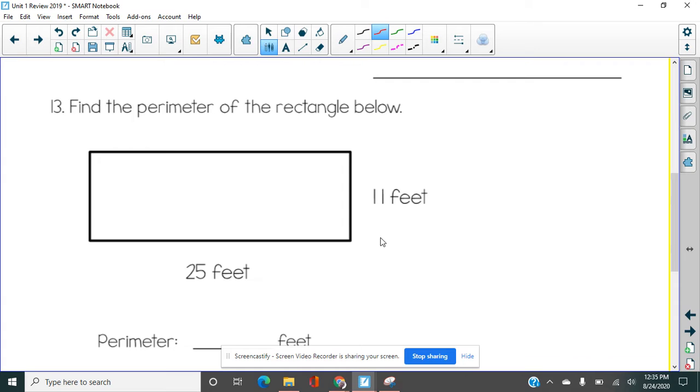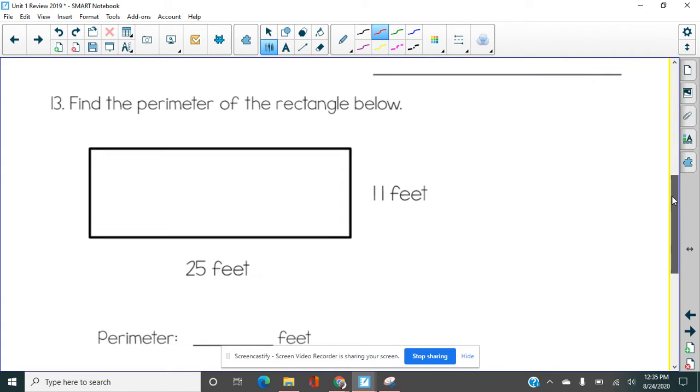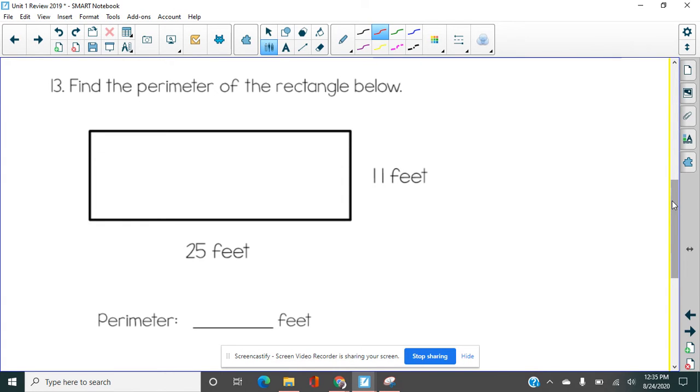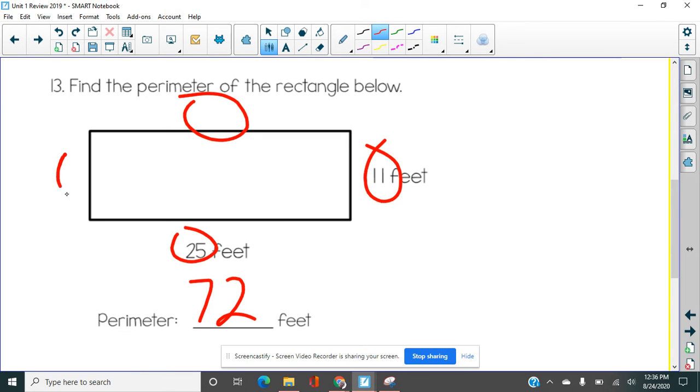Find the perimeter. Perimeter, remember, is to add up all four sides. So find the perimeter of this rectangle for me. Okay, your perimeter here should have been 72 feet. Right? 11 plus 11 plus 25 plus 25. If you have a perimeter of 36, then that means you added this side and this side, but you forgot to add this side and this side. Remember, add all of the sides.